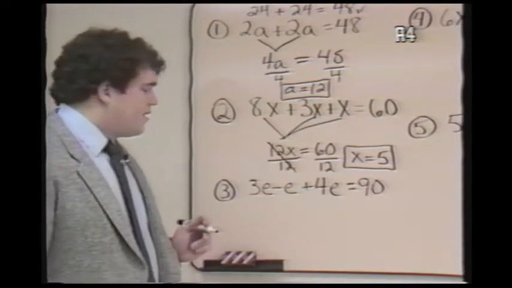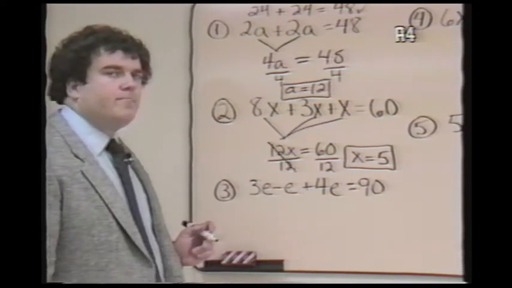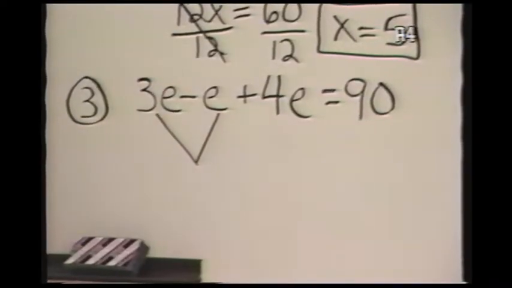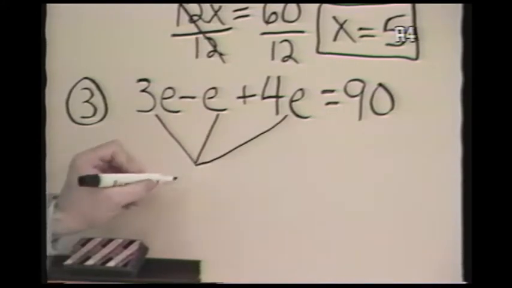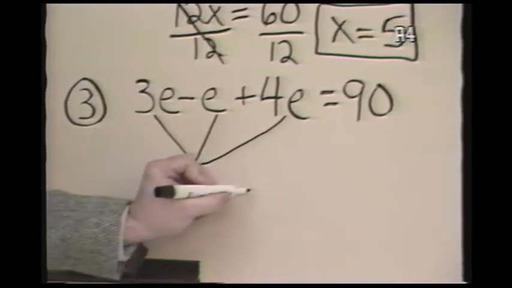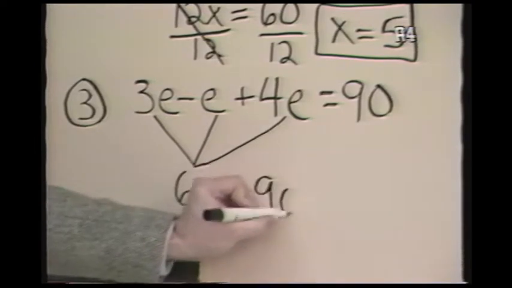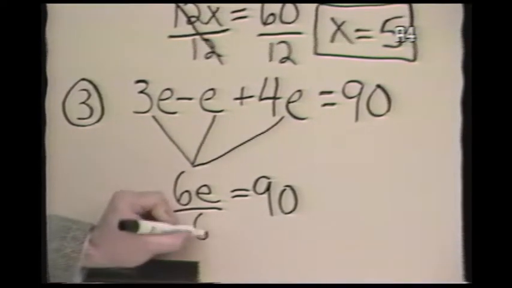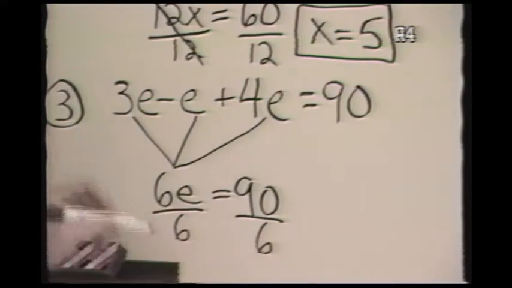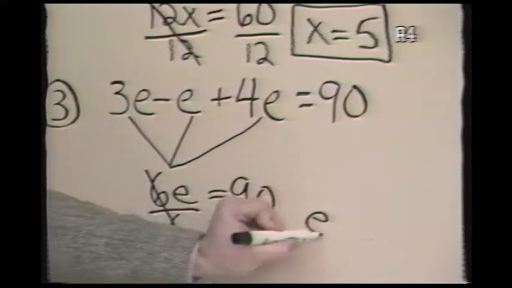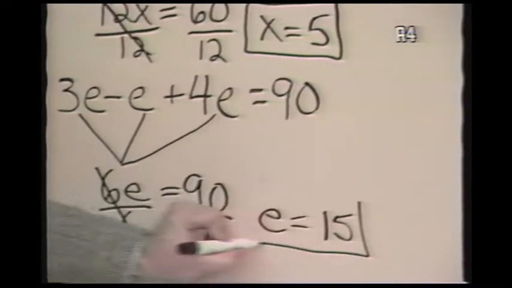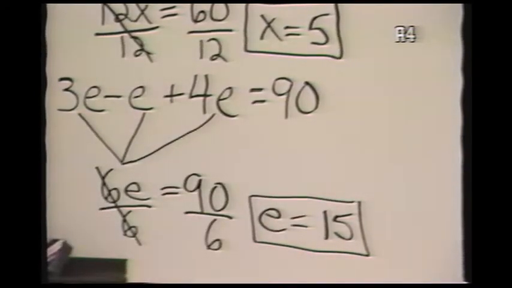Problem number 3. 3e minus e plus 4e. 3e minus e is 2e. 2e and 4e is 6e. 6e will equal 90. So if 6e equals 90, we can now divide each side by 6. And 6e divided by 6 is e. And 90 divided by 6 is 15. We find that e is equal to 15.